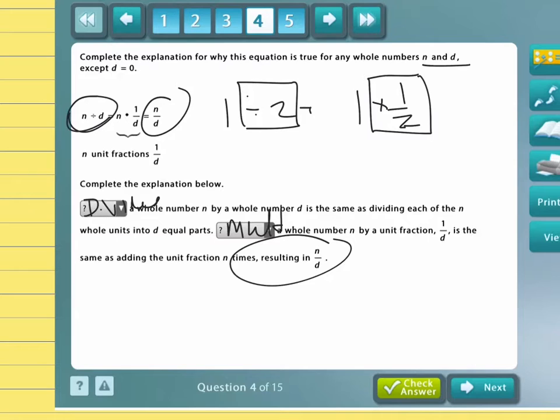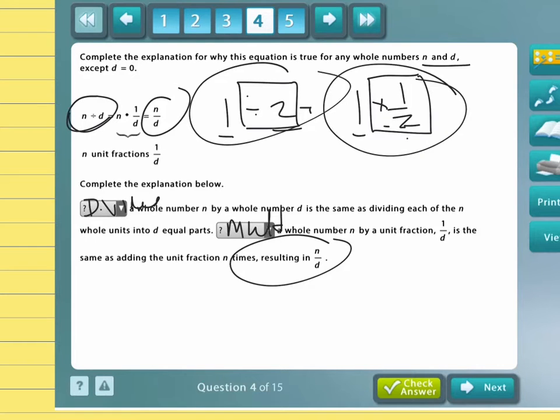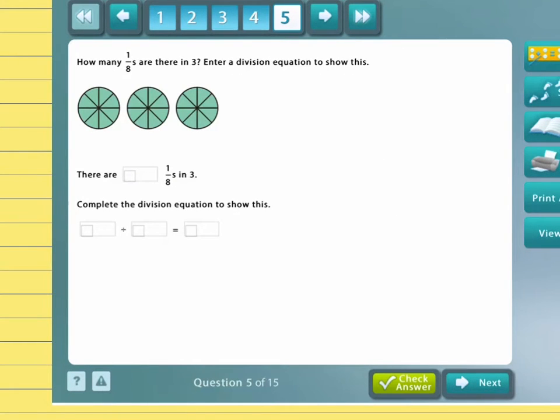I'd have to read what the answers are, but I believe what they're saying is dividing a whole number by another whole number is the same as multiplying a whole number by its inverse here. This is a simple question, and I do like the model they used, the picture model. How many 1/8 are there in 3 wholes? So if you were to take away eighths from one whole, you'd end up with 8/8.